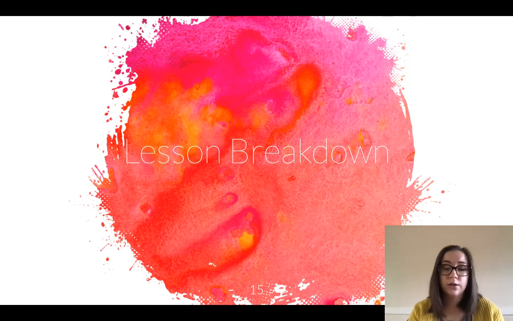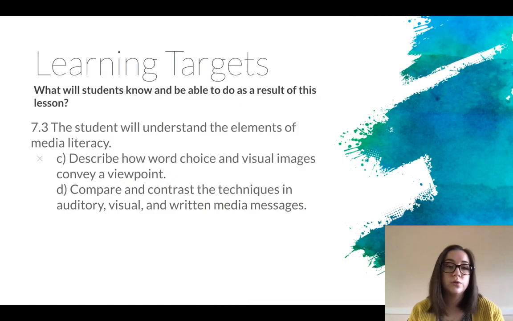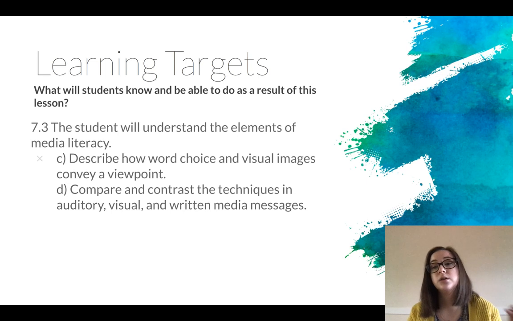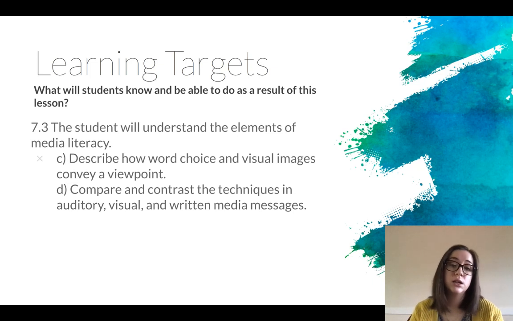So this is a lesson breakdown. My learning targets were, what will students know and be able to do as a result of this lesson? So this is SOL 7.3. The student will understand the elements of media literacy. So down to the letters. C, describe how word choice and visual images convey a viewpoint. That's where we would look through the different explanation. As I watch the videos with the kids, we point out different words that we noticed, different images that we noticed, different videos that were included, and comparing and contrasting the techniques in auditory, visual, and written media messages. Now, obviously, this specific lesson is audio and visual. The written media messages are not as relevant in this lesson.